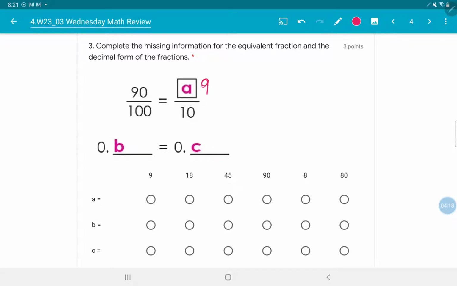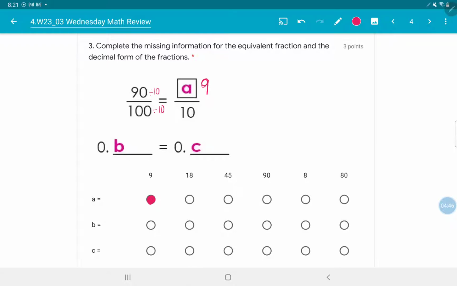Minus 10. Okay, how about using division or multiplication? Divided by 10, exactly. If we did 100 divided by 10, we would get 10. What would happen if we did 90 divided by 10? We would get 9. That proves our equivalent fraction. So A is equal to 9.